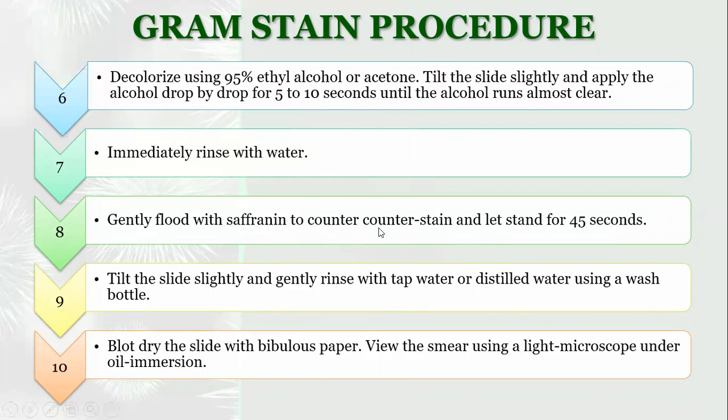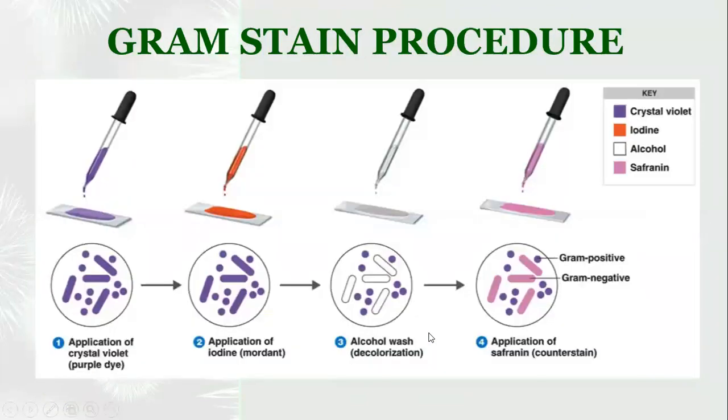After staining with the counterstain, rinse thoroughly with water, blot to dry, and then observe under the light microscope under oil immersion 100x. There you can differentiate gram-positive and gram-negative bacteria. So these are the simplified steps. Prepare the smear and after heat fixation, add the crystal violet dye. Both gram-positive and gram-negative will take up the primary stain here. Then add iodine. Iodine enhances the penetration of the dye.